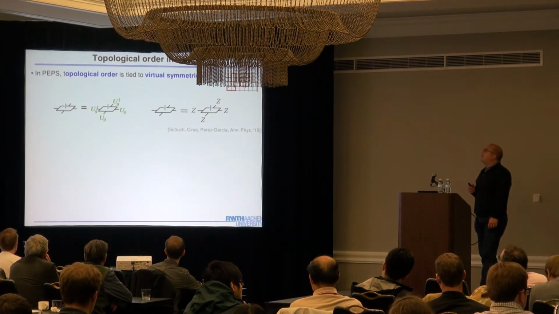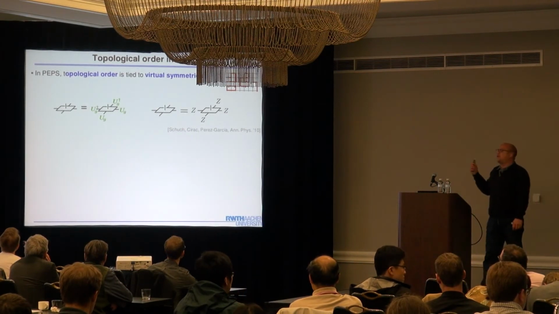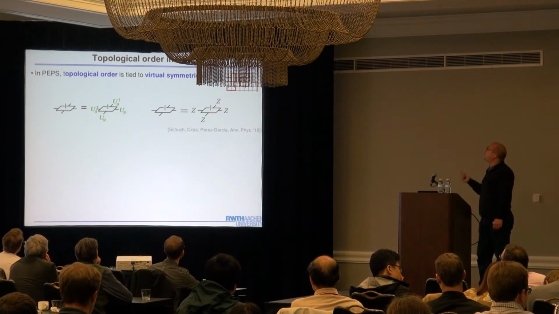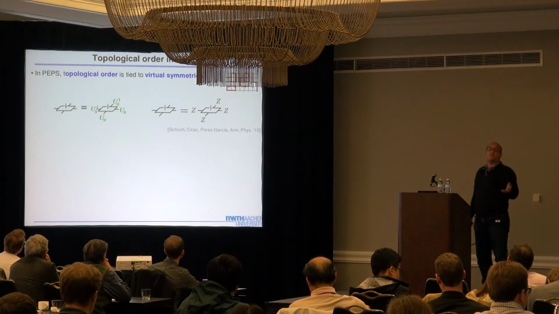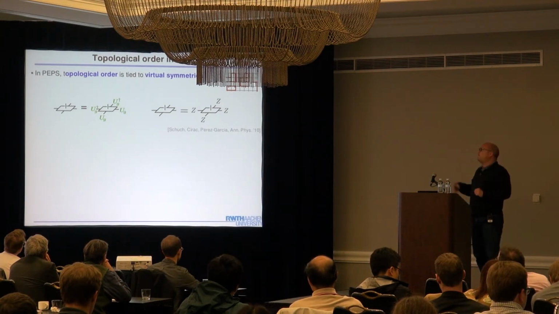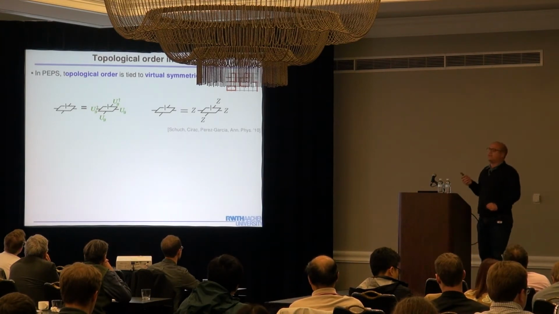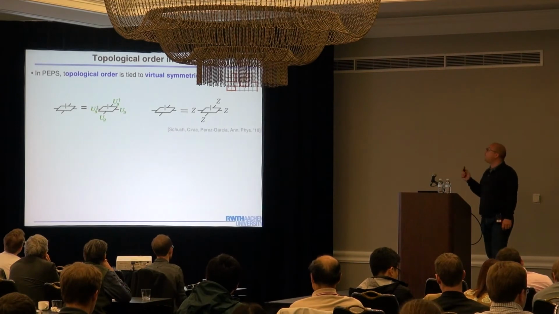So how can we model topological order in PEPS? There are different ways to see it. One way is just to start with, say, the toric code, write down its PEPS representation and analyze it. I will just postulate and then try to convince you why this is the right way of encoding topological order in PEPS.